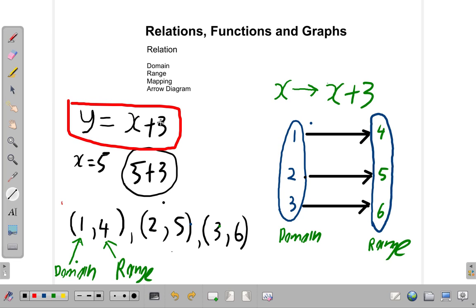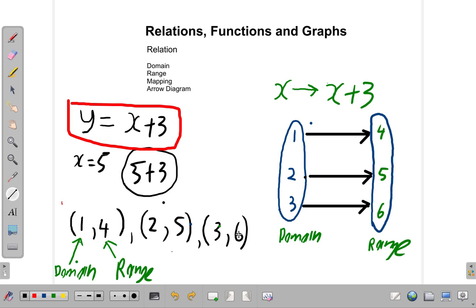You're familiar by now with equations, y equals x plus 3, but when it comes to relations, functions, and graphs, we might write it this way. x is mapped onto x plus 3, and then we have our ordered pairs. They must be in order. The domain on the left, that's the input, and the output, which is the range, on the right. And they are in pairs inside the brackets. All right. So you see that.